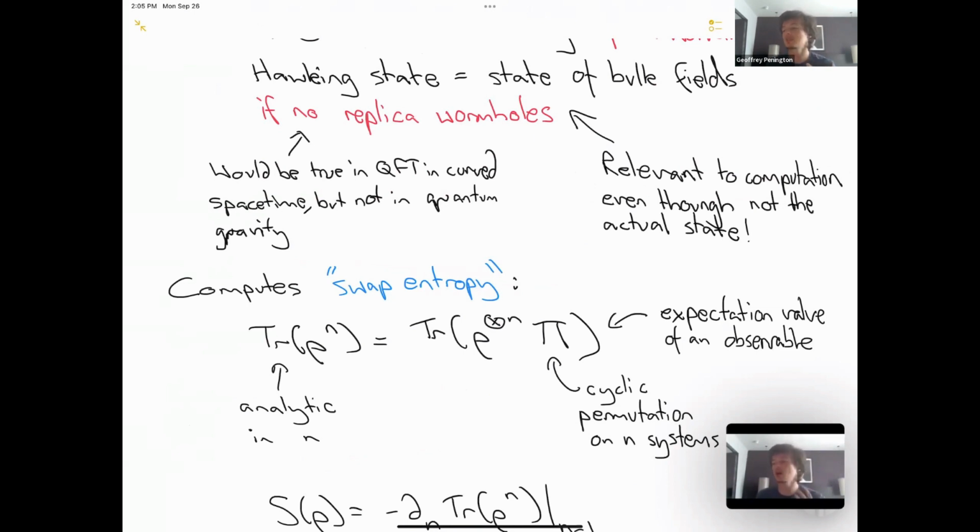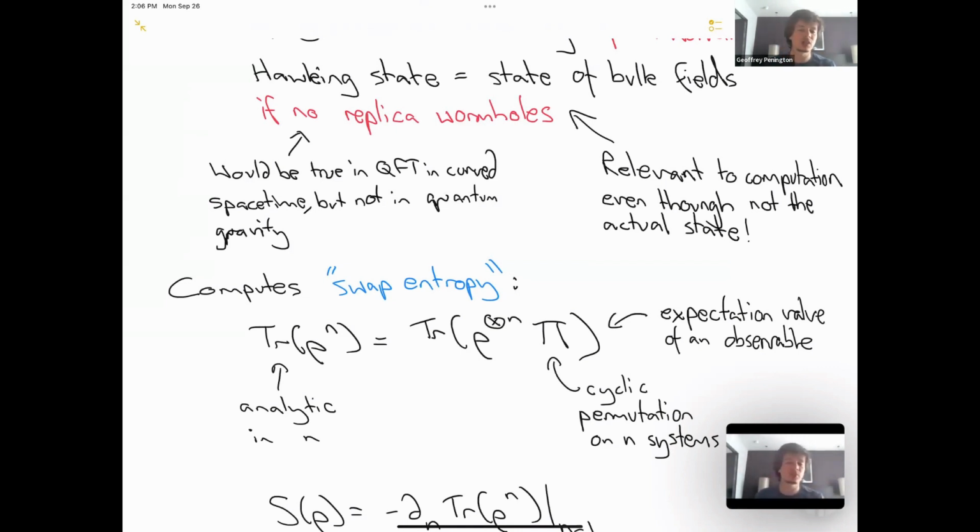Okay, if we have n copies of rho, then trace of rho to the n is actually the expectation value of an observable on those n copies of the system. It's just an observable that cyclically permutes the n copies of the system. That trace of that permutation operator times n copies of rho is the same thing as trace of rho to the n. This is some formula that's analytic in n.